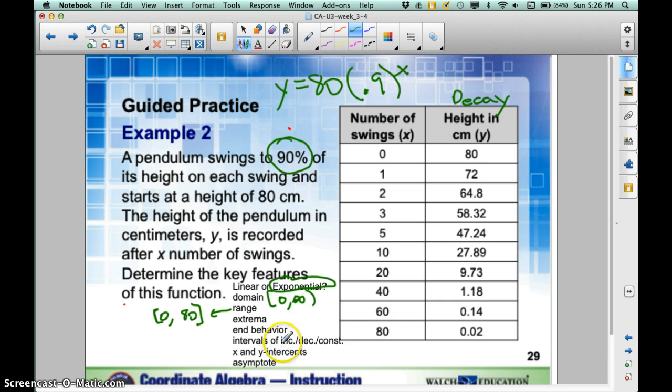Now, a lot of these are going to be easier to look at on a graph. And so for part of your assignment, I'd like you to actually graph this and look at it and see what you can come up with to finish the rest of the key features for this graph.